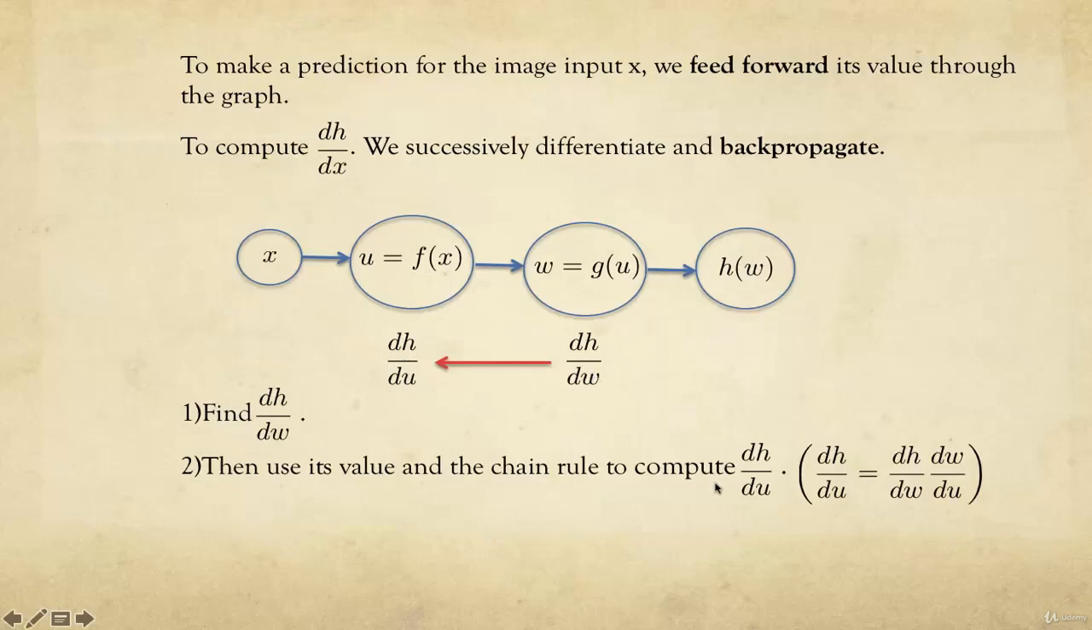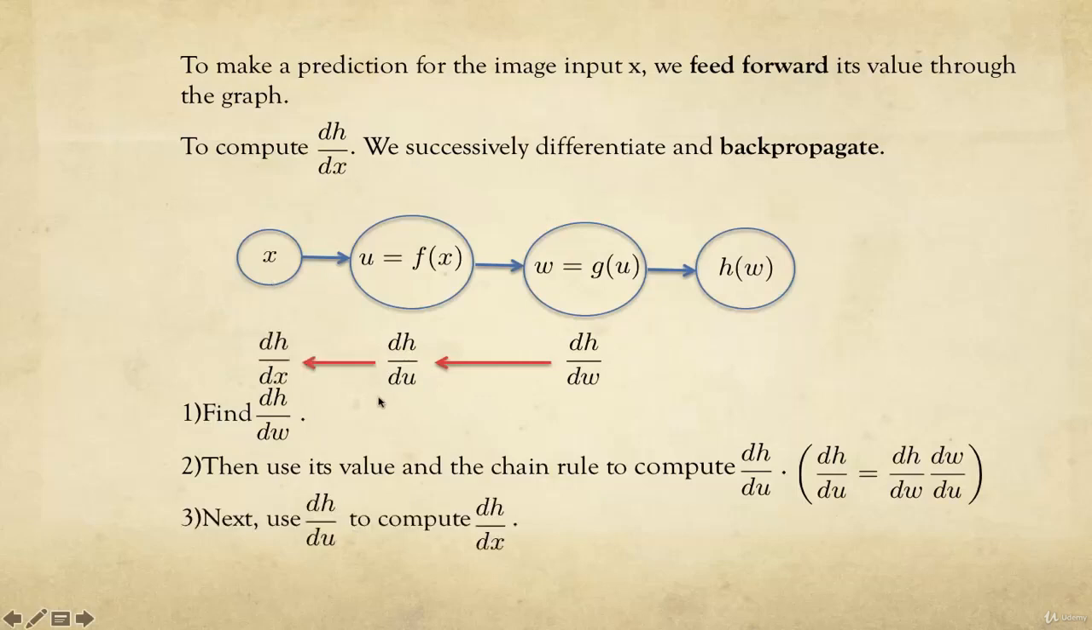So again, the chain rule for this is that dh/du is dh/dw times dw/du. So again, we want to differentiate dh/du. So we first differentiate dh/dw, and you multiply that by dw/du. And so knowing the derivative of this helps us find the derivative of the previous variable. And then we do this again. We use the derivative of this variable to help us find the derivative of the previous variable.